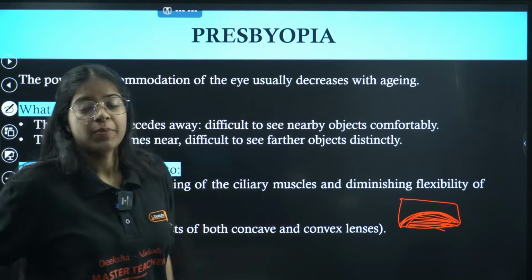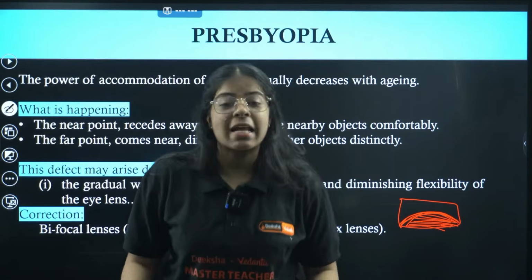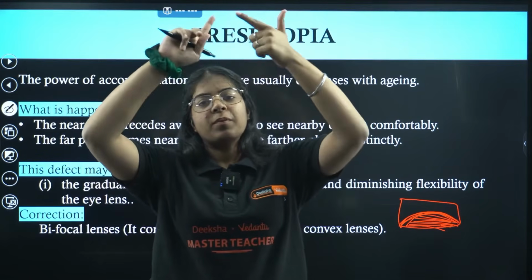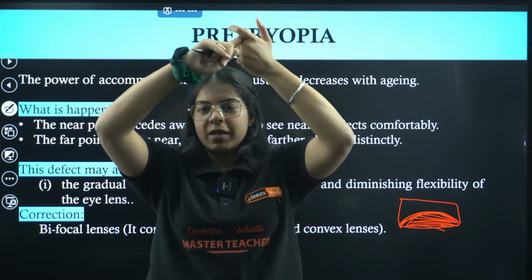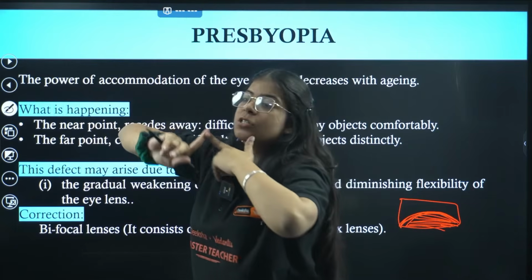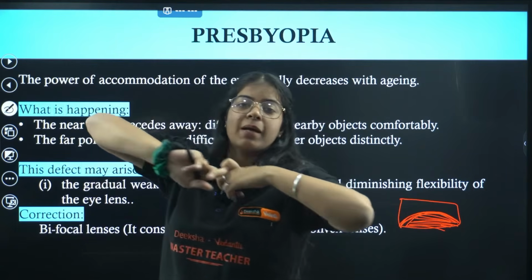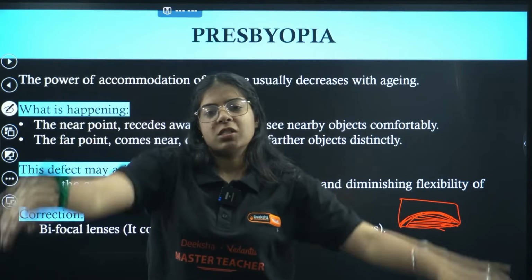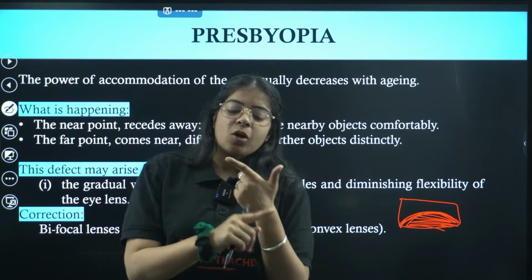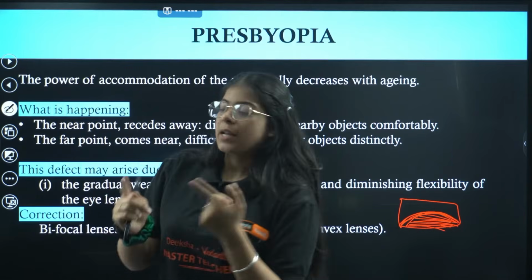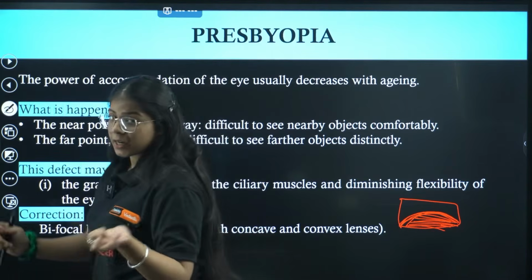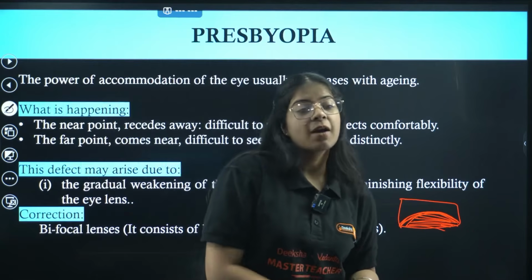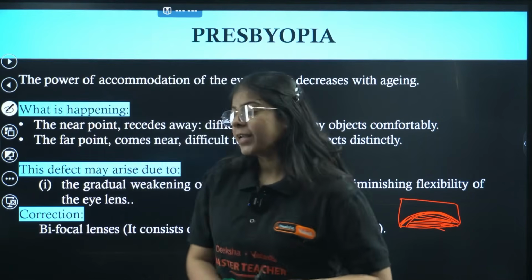This is presbyopia. So, we did the defects of vision and their correction: myopia, hypermetropia, presbyopia. In myopia we cannot see far objects clearly, in hypermetropia we cannot see nearby objects clearly, and in presbyopia we cannot see both clearly. In myopia we use a concave lens for correction, in hypermetropia a convex lens, and in presbyopia a bifocal lens.